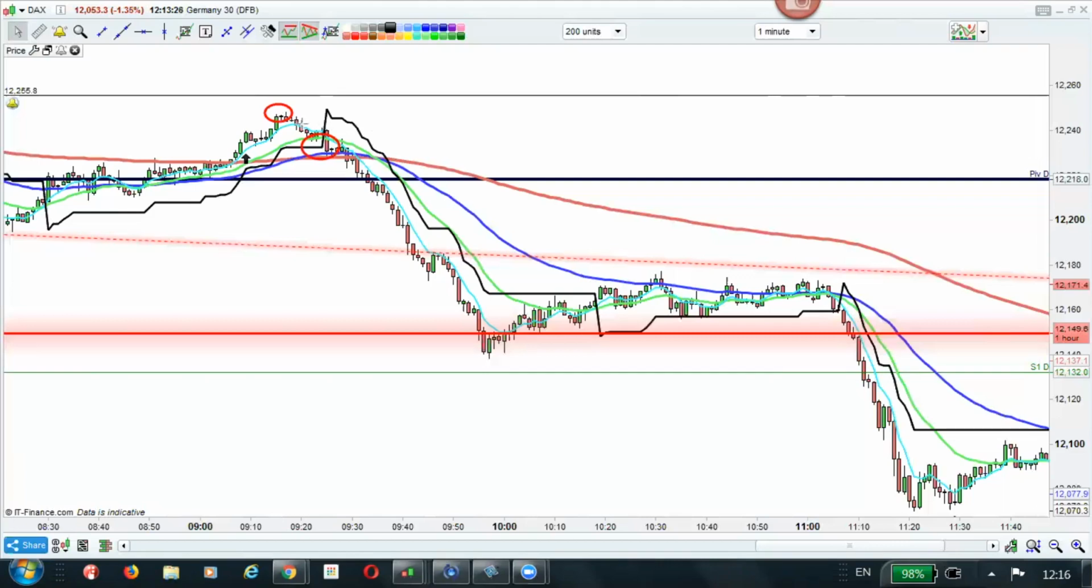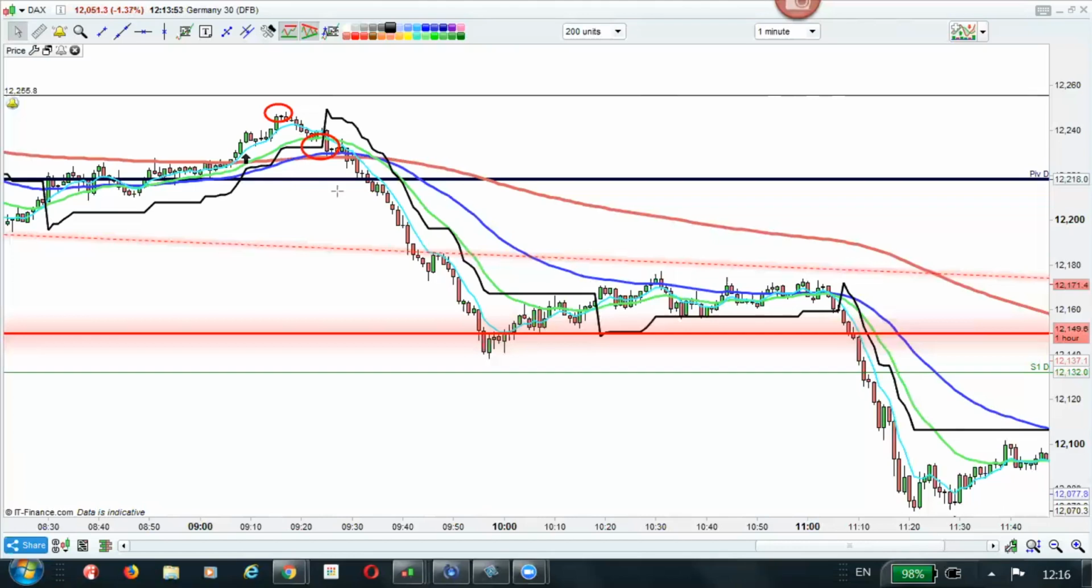This was all down to the fact that it had hit a certain level of resistance, and it's knowing when the price hits that level when to take the trade on. So that was this morning.